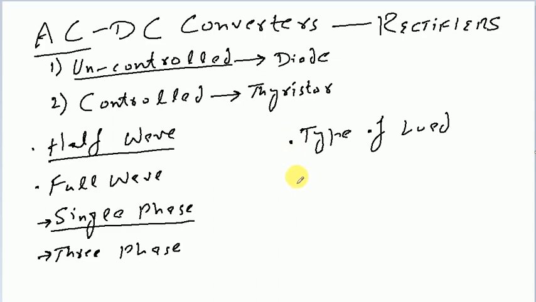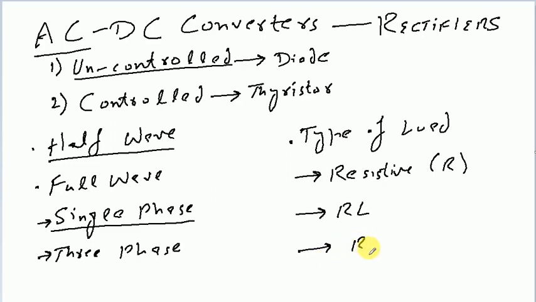We had discussed a very simple type of load, that is resistive load, in which we are having only R as a load. Then we had also discussed in the next lecture a combination of resistive inductive load, RL type of load, and in today's lecture we'll be continuing our discussion with another type of load, which is commonly termed as RLE type of load. Basically E refers to a DC voltage source on the load side.